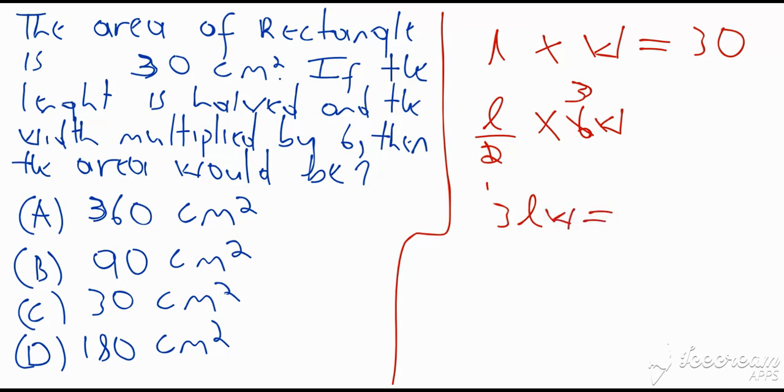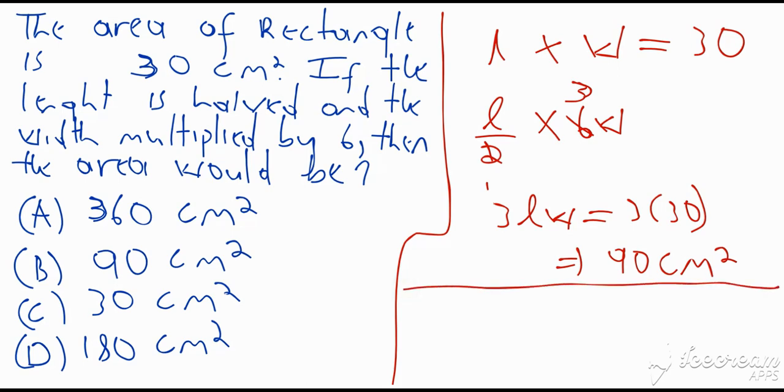So, in a balance equation, if we multiply one side by 3, which is the length times the width, then I'm going to have to multiply the other side by 3, which is 30. So this becomes 3 times 30. So my new area would be equal to 90 square centimeters.